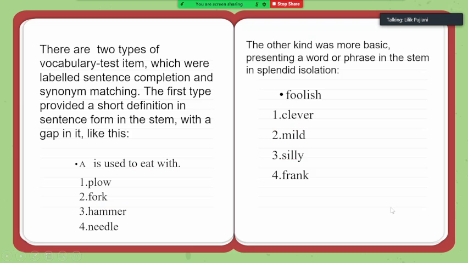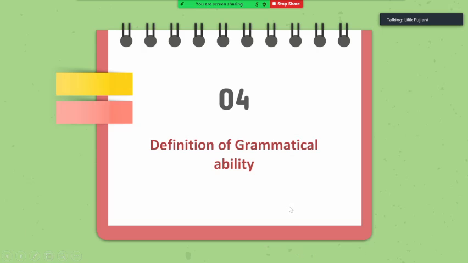Well, that's all the material about assessing vocabulary. The next material will be presented by Miss Rahmawati. Miss Rahmawati, the time is yours. Yeah, thank you, Miss Lilik.